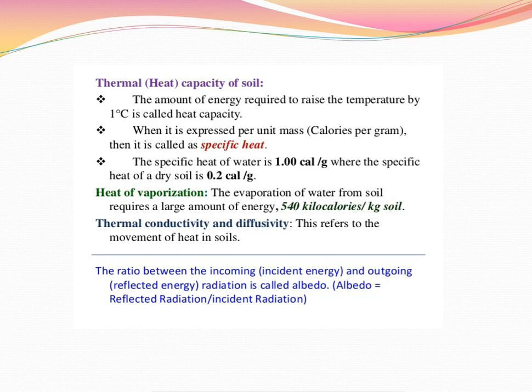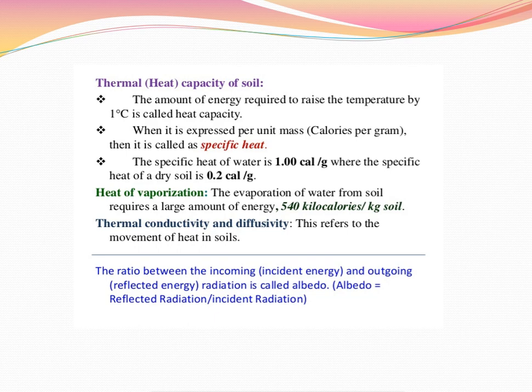Okay, let's study about thermal heat. We already know what thermal heat is. That is, the amount of energy required to raise temperature by 1 degree is called heat capacity. Then specific heat, when it is expressed in terms of unit mass, that is calorie per gram, is called specific heat. The specific heat of water, which is universal, is 1 calorie per gram, whereas the specific heat of dry soil is 0.2 calorie per gram.